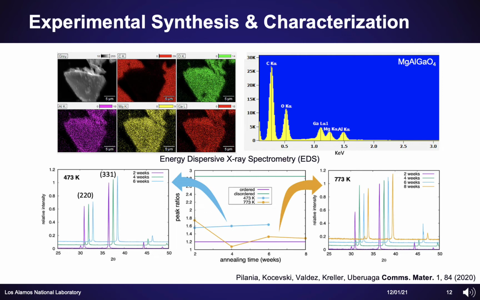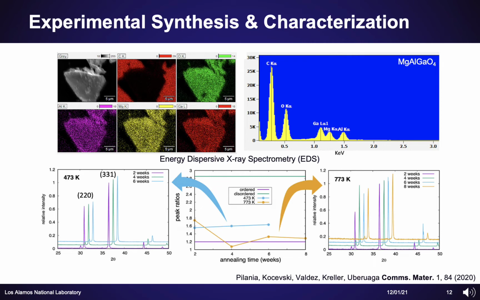The XRD results highlighting cation ordering and evolution as a function of annealing time are presented at the bottom, where XRD patterns for the compound are shown as a function of anneal time for two different temperatures, 473 Kelvin and 773 Kelvin. These results immediately highlight a challenge in validating the theoretical predictions. At the low temperatures at which the ordered magnesium aluminum gallium O4 structure is predicted to be stable, the kinetics are simply too sluggish to form that structure.